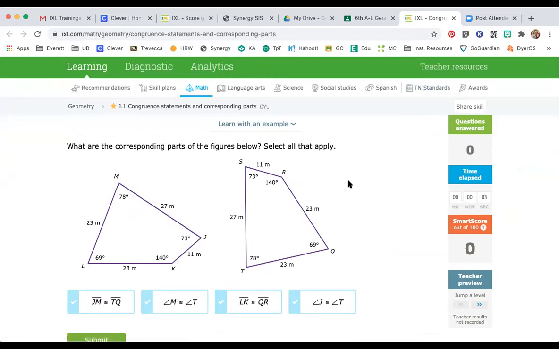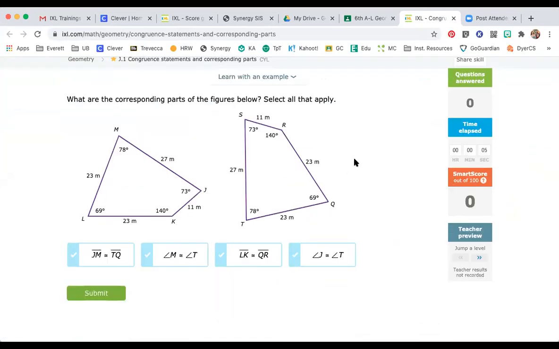All right, so I jump right into a big figure. Looks like there's a lot of stuff going on, and there kind of is. But look at all you're asked to do. What are the corresponding parts of the figures below? Select all that apply. You've just got numbers. There are no missing sides. There are no missing angles. You've got everything labeled, and you just have to pick the parts that match. And that's basically what you do on the first level.